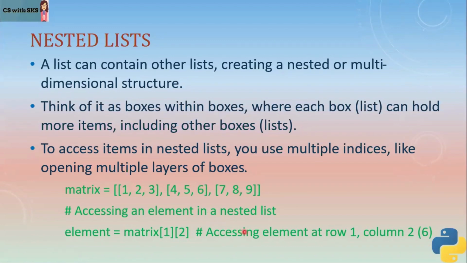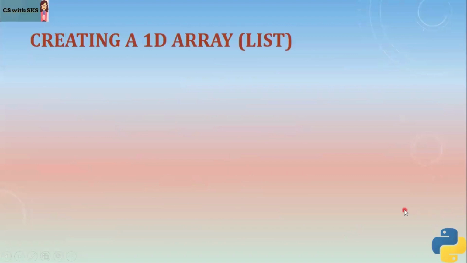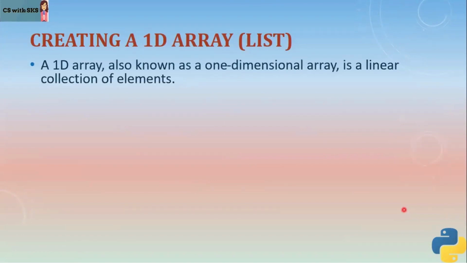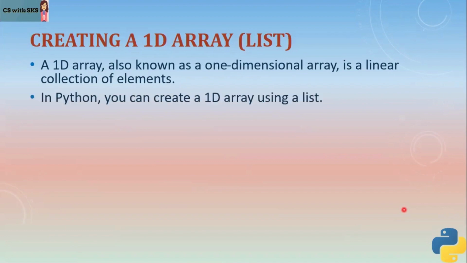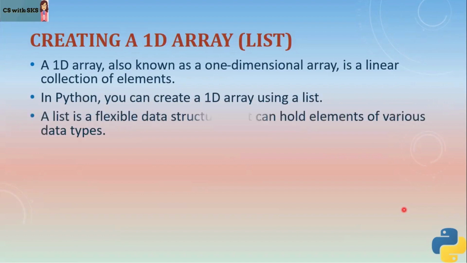Clear? So that is how we access individual elements of a nested list. Now, how do we create a 1D array using a list? A 1D array is nothing but a list in Python, right? A one-dimensional array is a linear collection of elements, and in Python, we can create a 1D array using a simple list.